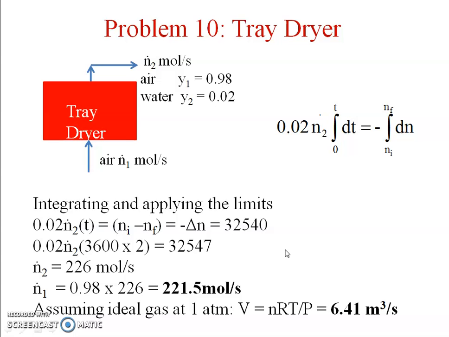Okay, now I have been asked to calculate what is the flow rate which is required. So I will further assume that air behaves as an ideal gas and it is at 1 atmosphere and 80 degrees. So I will just plug in this value in my ideal gas equation, and RT by P will give me my volumetric flow rate. Okay, so this comes out to be 6.41 meter cube per second.